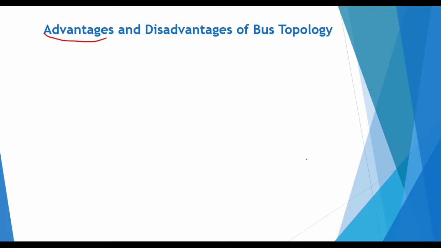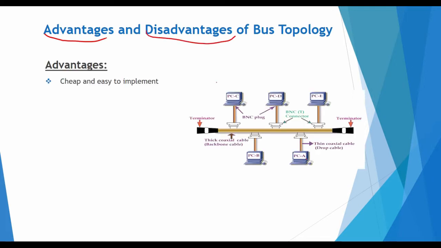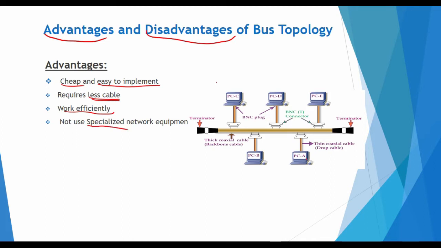Some advantages and disadvantages of the bus topology are, compared to other topologies, a bus is easy and cost-effective to install and to add or remove devices, does not require as much cabling as alternative topologies, works efficiently for small networks, and does not use specialized network equipment.